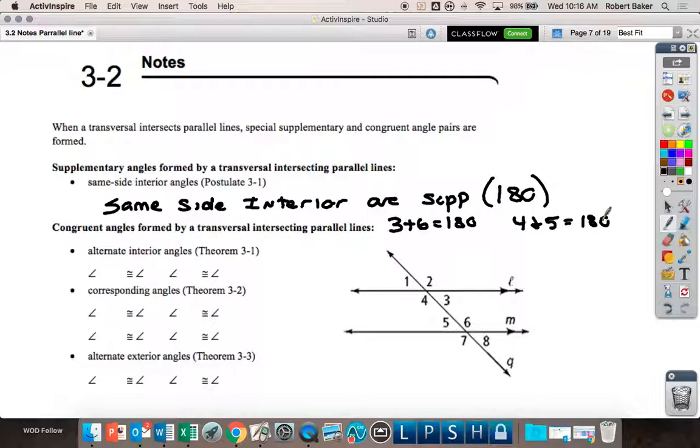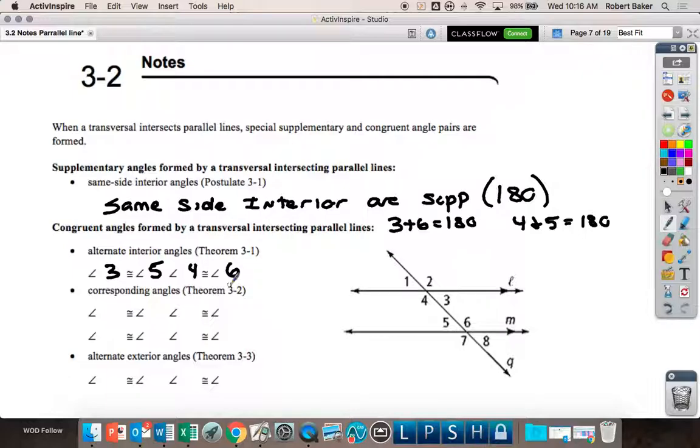Now, right here it says that all the angles that are congruent. So it says alternate interior angles are congruent. And I want you to list, what are the congruent alternate interior angles when the lines are parallel? 3 and 5. So angle 3 is congruent to angle 5. And 4 and 6. And angle 4 is congruent to angle 6. Those are our alternate interior angles.